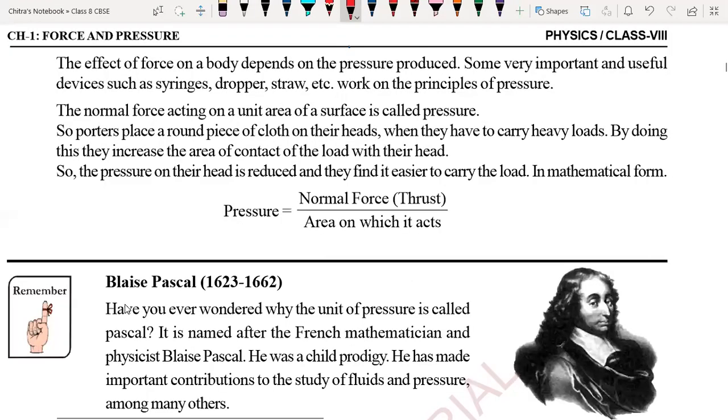Okay. So the effect of force on a body depends upon the pressure produced. Whatever the force we are applying on the body, it depends on the area where the pressure is going to be produced. Some very important and useful devices such as syringe, dropper, straw, etc. work on the principle of pressure only.